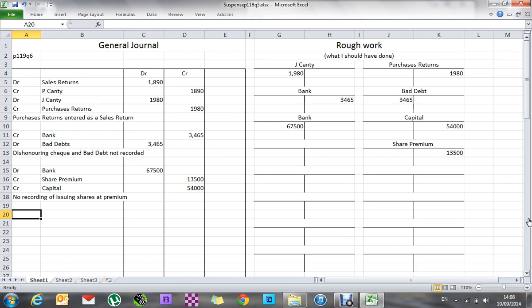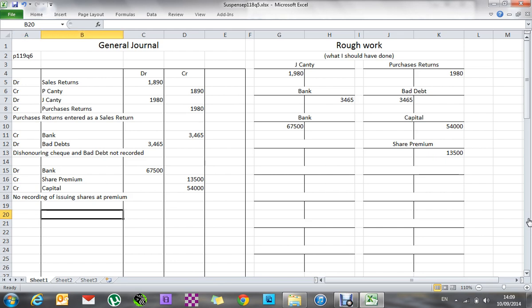So we received a bank statement showing credit transfer received for rent, and it's for rent for next year. So there's going to be a rent prepaid, but for the sake of this, I'm going to ignore the rent prepaid for now. So we're just going to say we received a bank statement saying that we received rent, okay, and that was left out of the books.